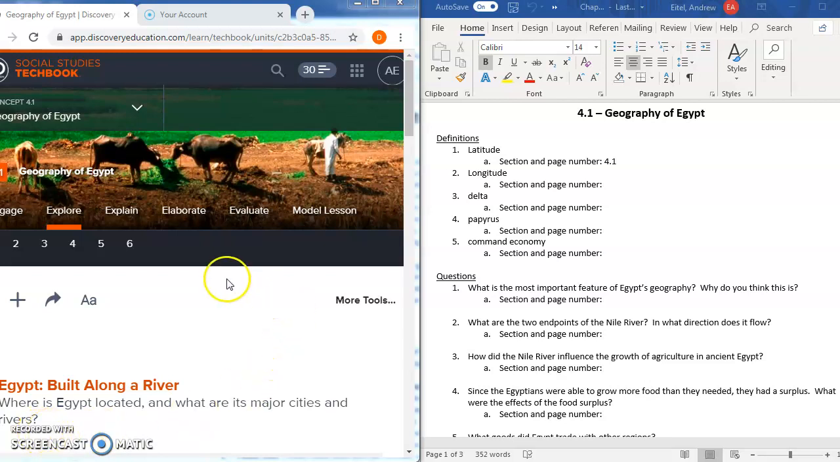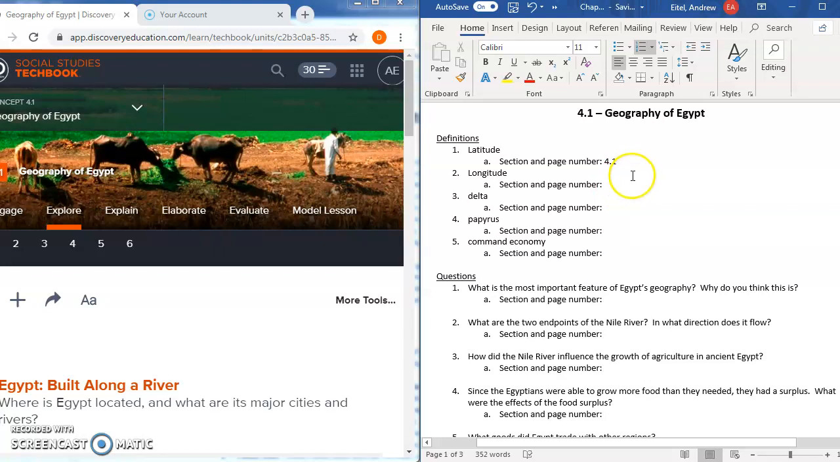Okay, so first off, we have Chapter 4.1, Geography of Egypt on the left. We have our homework due Wednesday on the right. And as we went over in class, section and page numbers are now required. So for all of these, since we're doing 4.1, we should have 4.1 for the section for all of these.